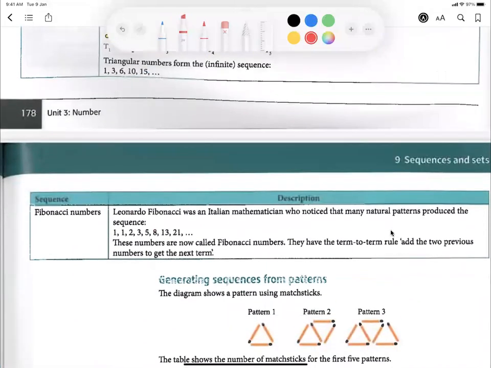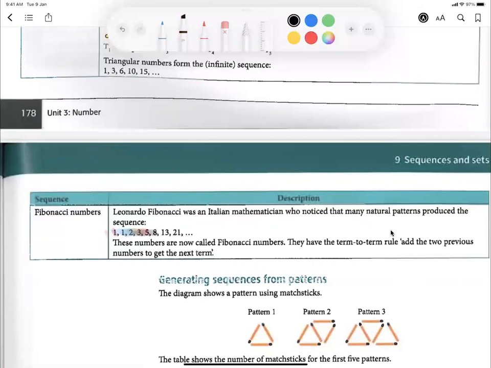Most probably they won't ask you to find the rule, but they will ask you to find the next two numbers. A Fibonacci sequence is 1, 1, 2, 3. It means that you add the previous number to the current number. So you can see 1 plus 0 equals 1, and then 1 plus 1 equals 2, 1 plus 2 equals 3, 2 plus 3 equals 5, 5 plus 3 equals 8.